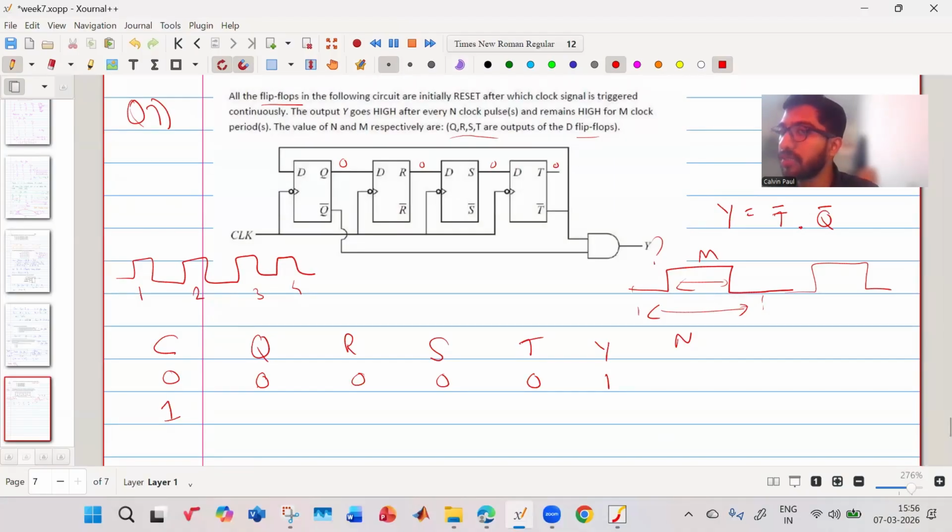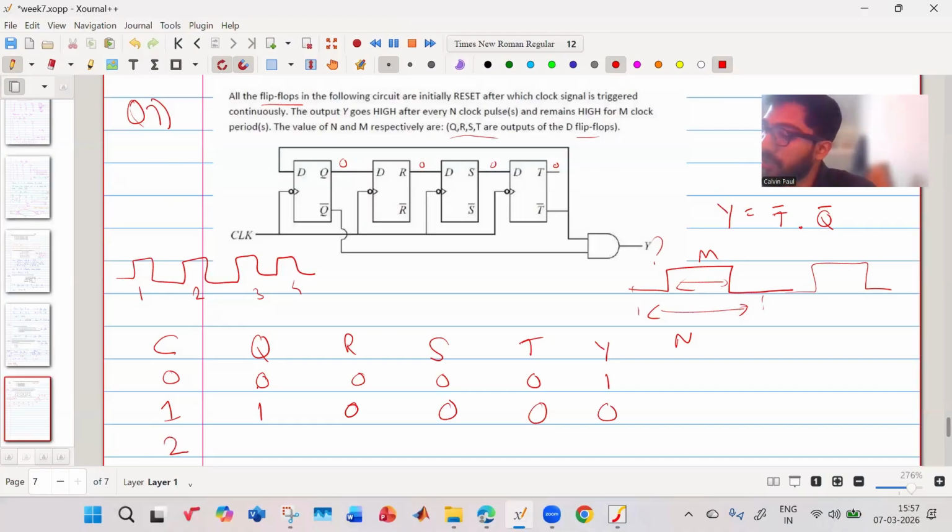Q's input, if you will see, what is the input for this D flip flop Q? That is T bar. What is T bar? T was 0, so T bar is 1. So Q becomes equal to 1. For R, the input is Q. Q was 0, so R also becomes 0. S, the input is R. R was 0, so it also becomes 0. For T, the input is S, so that also becomes 0. Now what happens to Y? Your Y is T bar and Q bar, and since Q bar is 0, Y becomes 0. This is the first clock pulse.